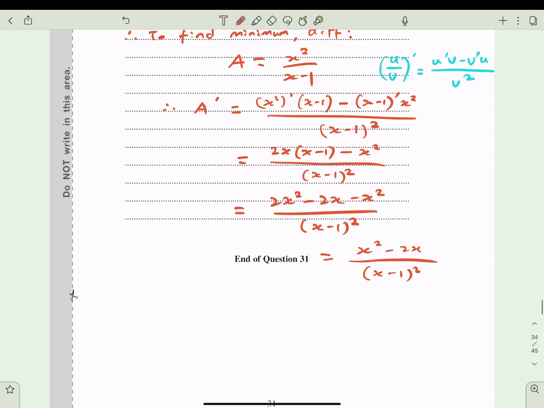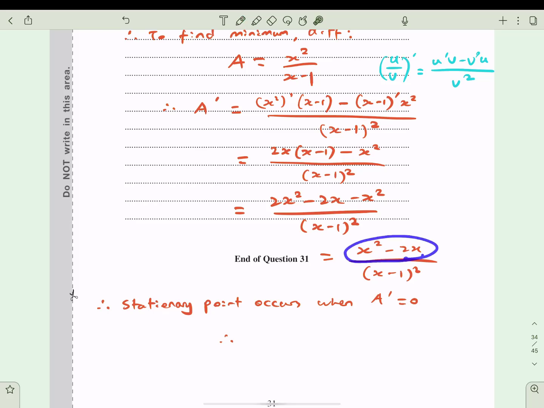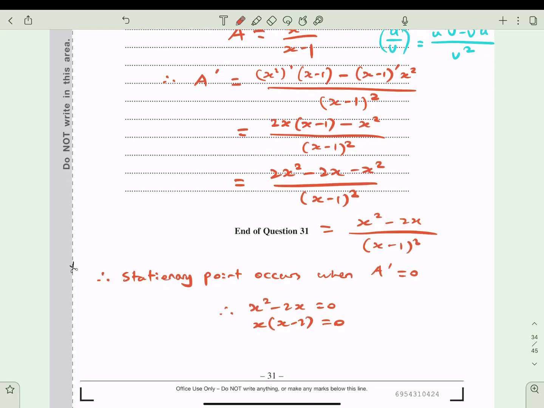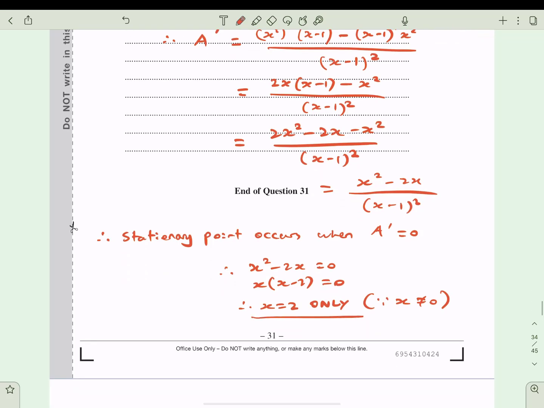So to find my stationary point, it occurs when A dash equals 0. Looking at my derivative, my numerator must equal 0. So x squared minus 2x must equal 0. x times x minus 2 is equal to 0. Now, x cannot equal 0, right? You can't have a triangle with base length 0. So x equals 2 only, because x cannot equal 0. So x equals 2 is my only stationary point.